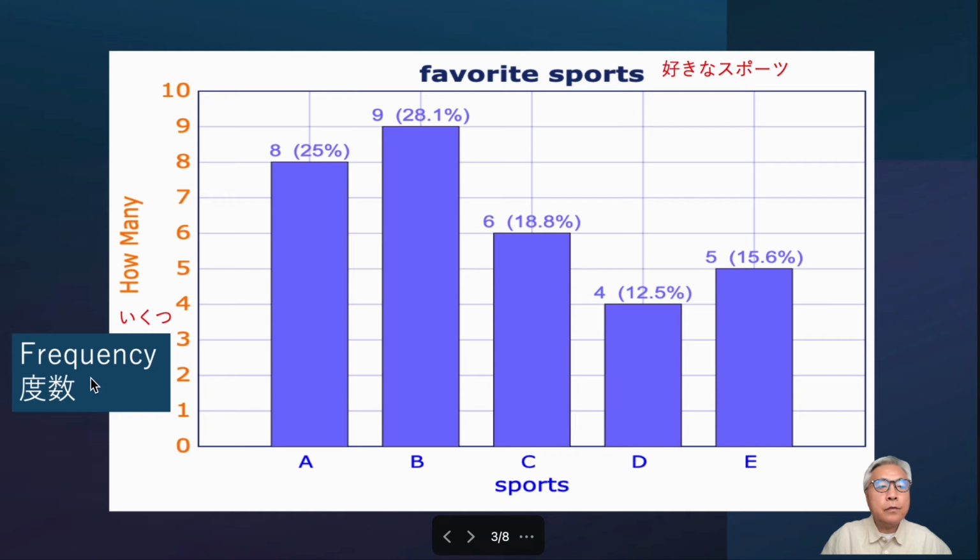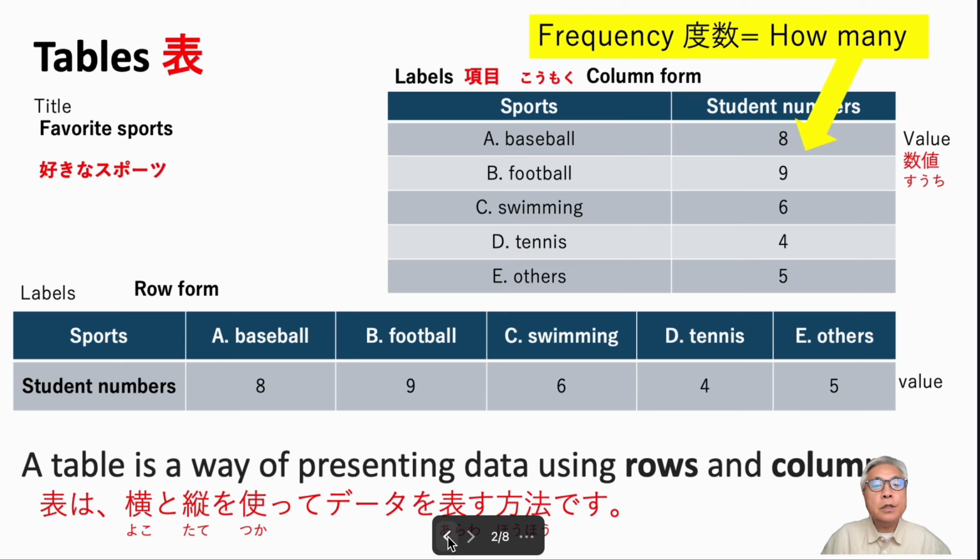So this is called frequency, 度数と言います。A, B, C, D, E sports. A 8 students, B 9 students, C 6 students, D 4 students, E 5 students. Okay, A, B, C, D, E means baseball, football, swimming, tennis, and others. Alright?